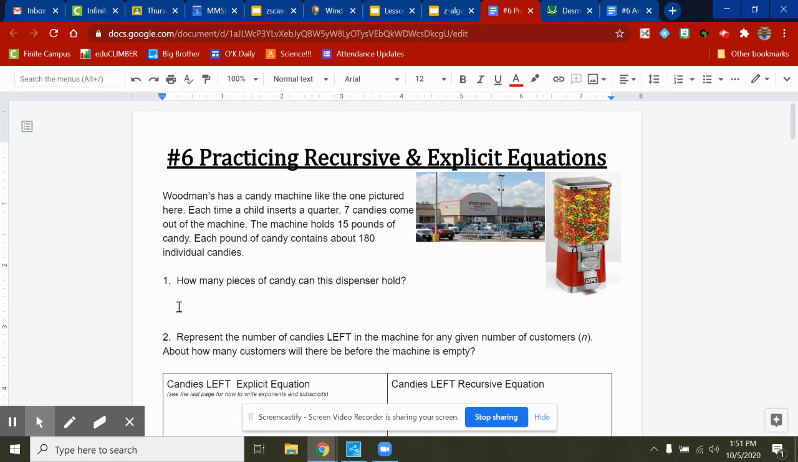So first, how many pieces of candy are there total? If I have 15 pounds, I'm going to multiply that by 180 pieces for each pound. I'm going to get 2,700 pieces of candy.